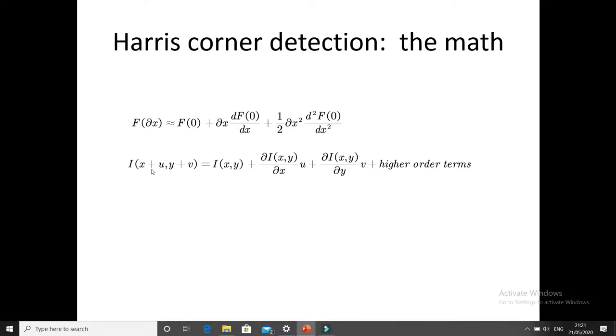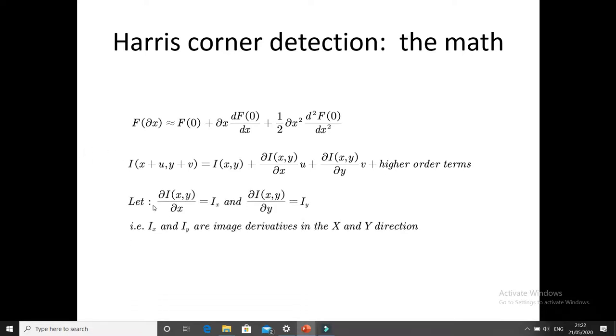This is for the image, and here we see this as a shifted intensity value. Now I(x+u, y+v), which is the shifted intensity, can be expressed as I(x,y), the original value, plus the derivative of I(x,y) with respect to x times u, plus the derivative of I(x,y) with respect to y times v, plus the higher order terms. Here the derivative of I(x,y) with respect to x gives us Ix, which is the gradient in the x direction, and the derivative with respect to y gives us Iy, the gradient in the y direction.